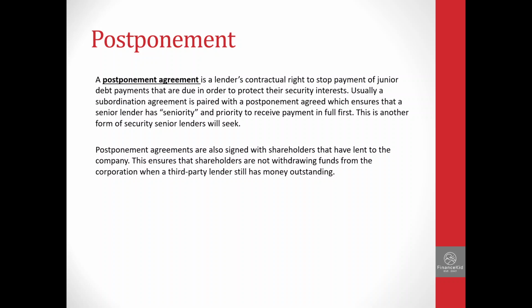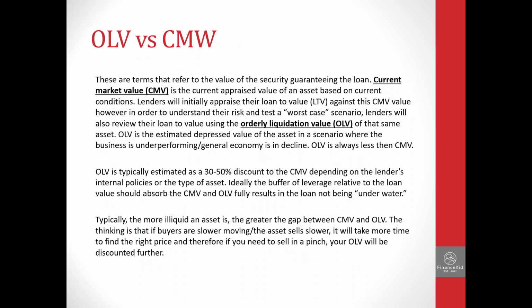A shareholder may have a loan to a company that they'll eventually want to draw back out of the business, because they put it in to finance the business or an acquisition or whatever the case is. But in that scenario, me as the third party lender, I don't want that shareholder to take money out so long as I have money outstanding to you. I want all the money you're generating to go towards paying down my loan before you take money out of the business. Therefore, I'm going to ask you as a shareholder to sign a postponement agreement for your shareholder loan so that I as a senior lender have cash available to me. So this is another form of security that senior lenders will seek.